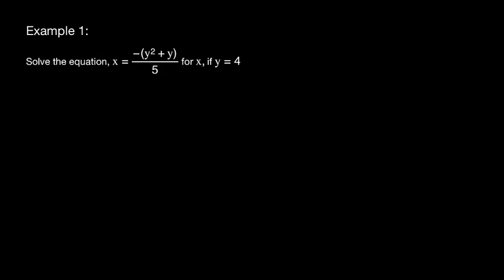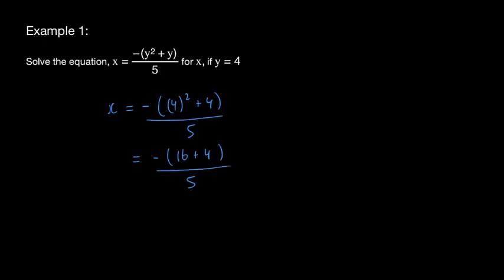Okay, so with these, what I need to do, I'm going to rewrite the equation. Now what I'm going to do is put the 4 in place of y, and then simplify. So that's going to be 16 plus 4 all over 5. So again, negative 20 over 5. And when I simplify that, that will equal negative 4.